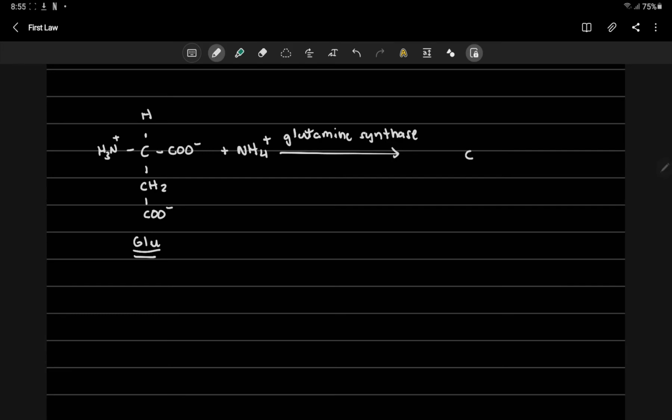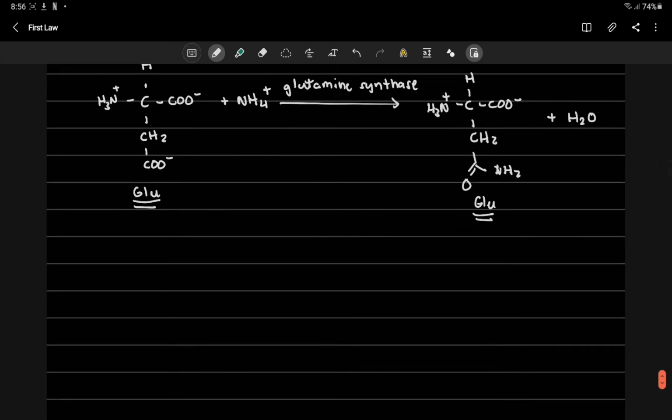Ano ba yung itsura ni glutamine? So meron kang carboxyl group, meron kang amino group na naman, and yung side chain niya is something like this. So from glutamic acid, naging glutamine. Let me just change this to NH2 rather. And meron kang isang water pa na na-form for this reaction.